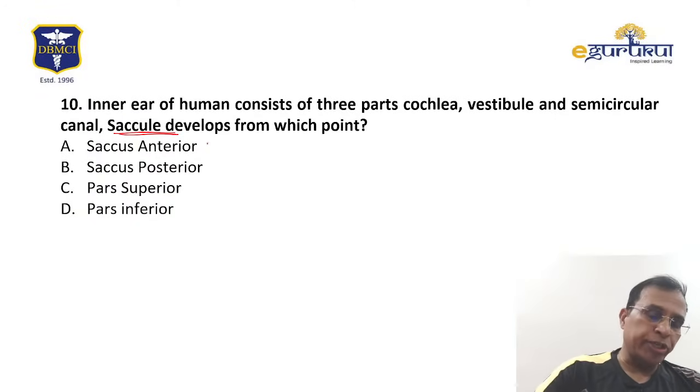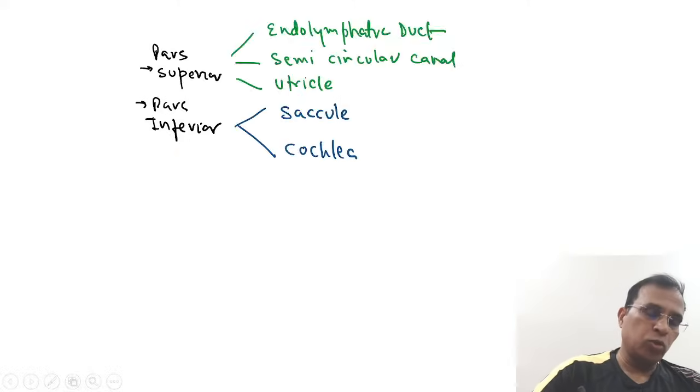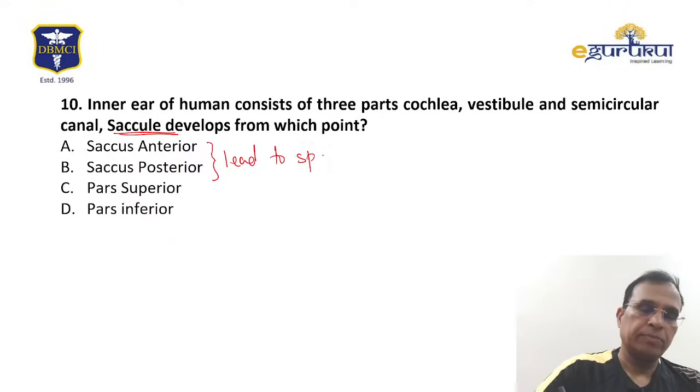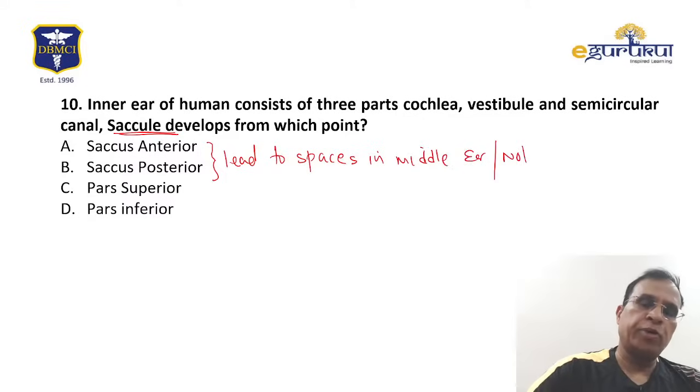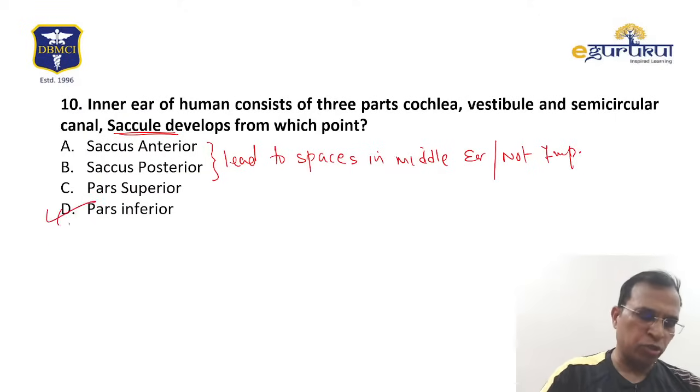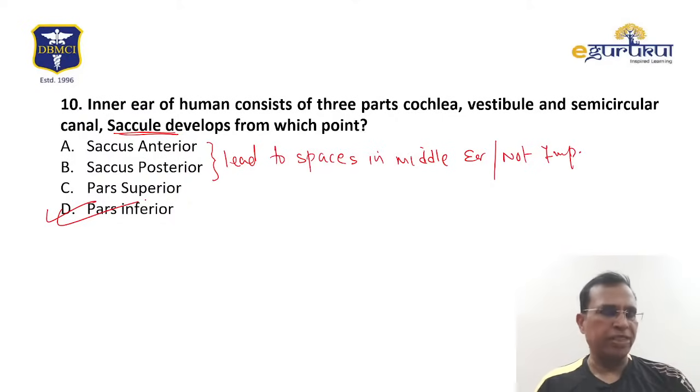Saccus anterior and posterior lead to spaces in the middle ear, and this is not important. So yes, pars inferior. Most of you have said pars inferior, which is the correct answer.